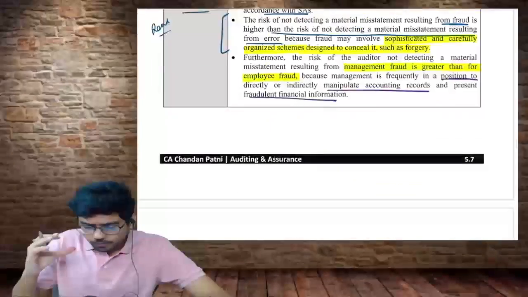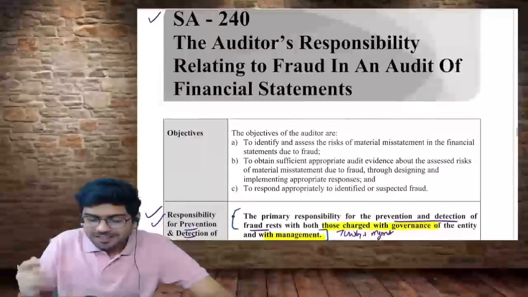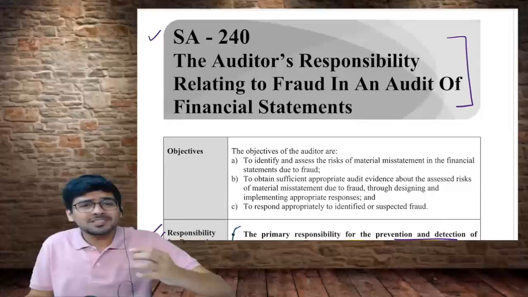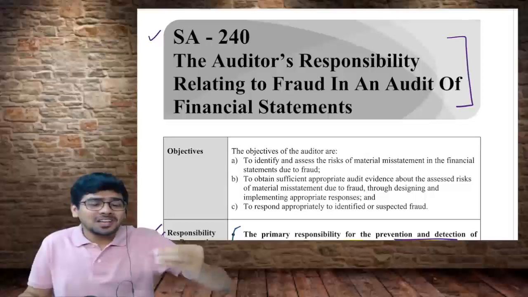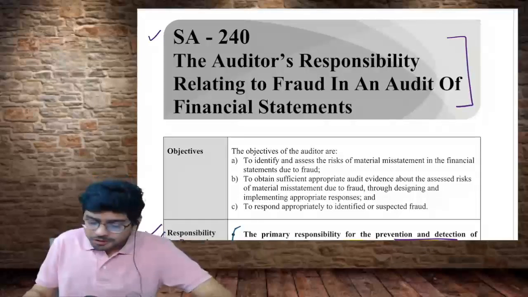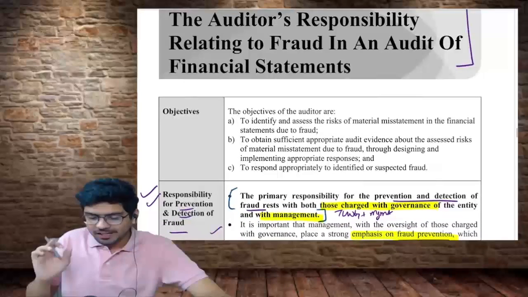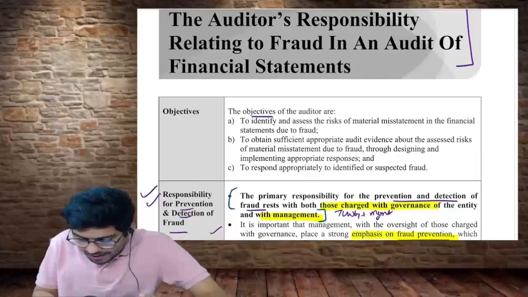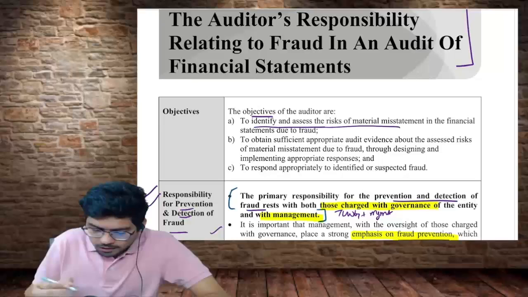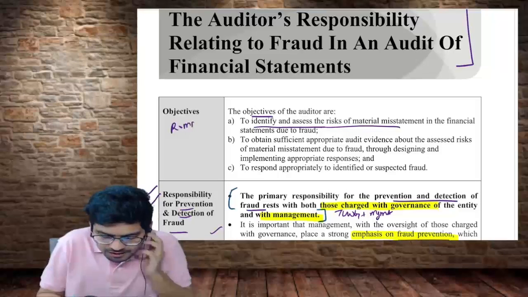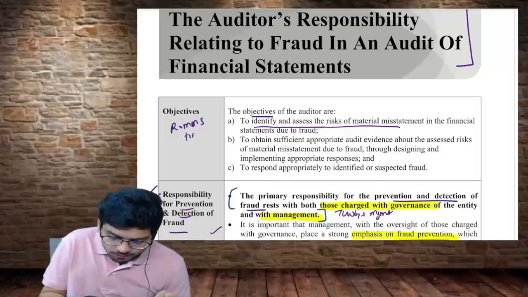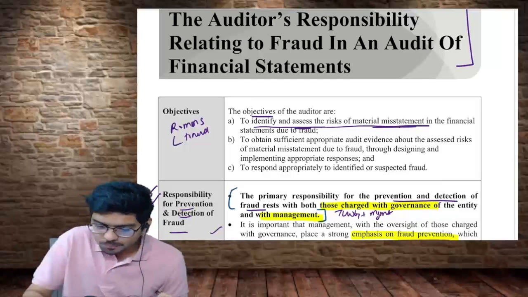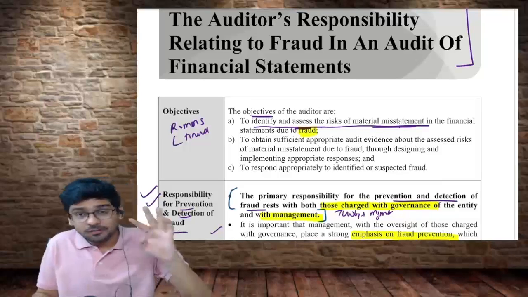But before the requirements, let us first understand what the purpose of this standard is, why this standard is there in our syllabus, why it needs to be complied with by the auditor. So this standard is going to help us in basically doing 3 things. The objectives of the auditor are, we only have to read it, to identify and assess the risk of material misstatement. So this standard will basically help us in detecting RoMMs because of fraud, to identify and assess the risk of material misstatement in the financial statements due to fraud, specifically due to fraud.